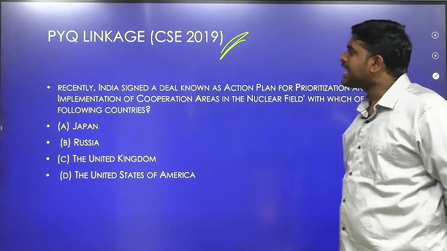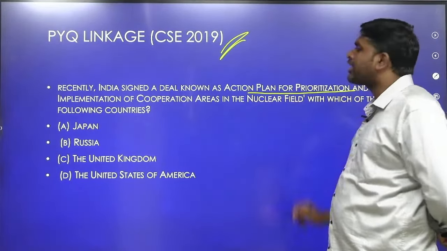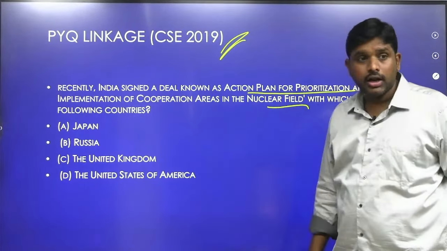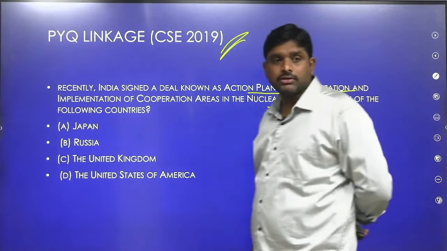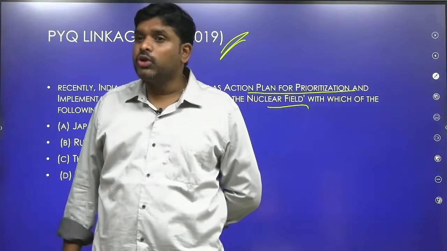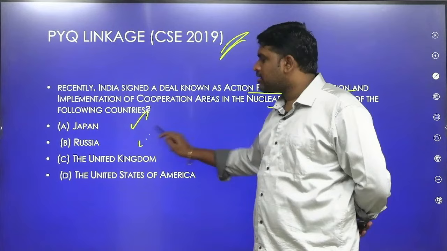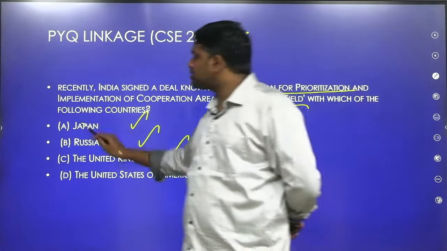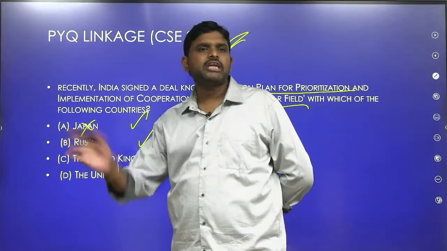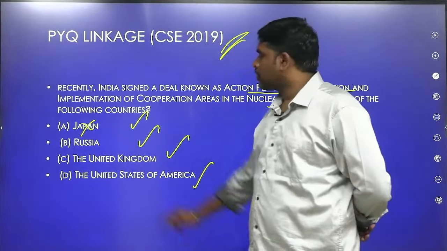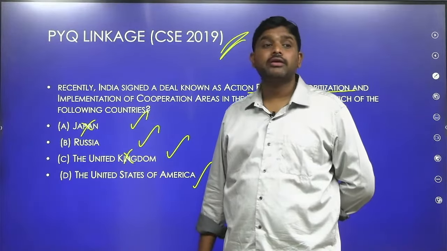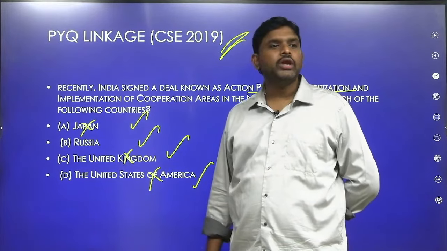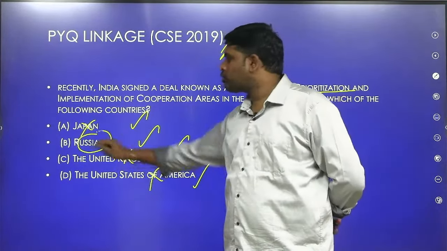2019. Recently, India signed a deal known as Action Plan for Prioritization and Implementation of Cooperation Areas in the Nuclear Field. Nuclear field is very strategic. So, with which country we had a nuclear agreement? Japan, Russia, United Kingdom, United States of America. Common sense. Japan is against nuclear transfer. United Kingdom doesn't have nuclear minerals. They don't have uranium. USA is against nuclear power. Then with who are our close friends? Russia.